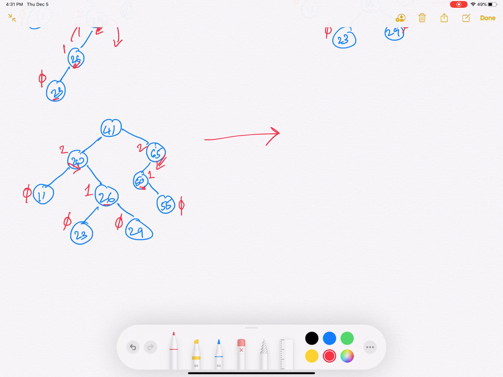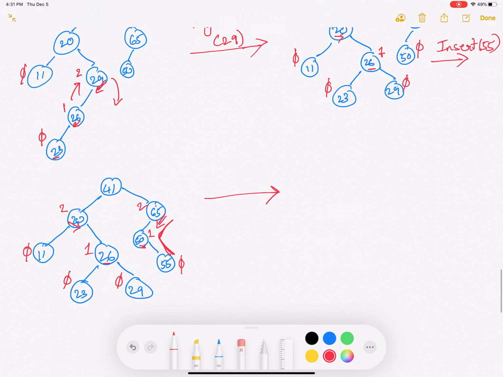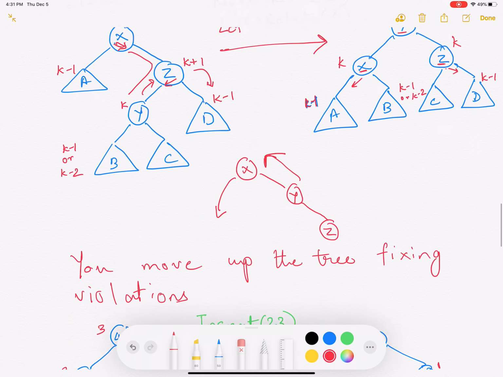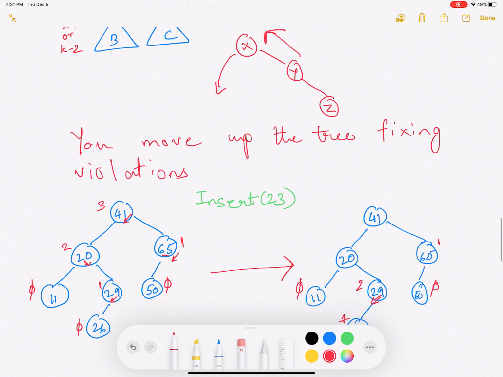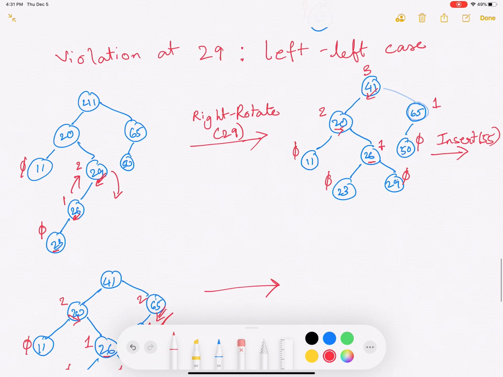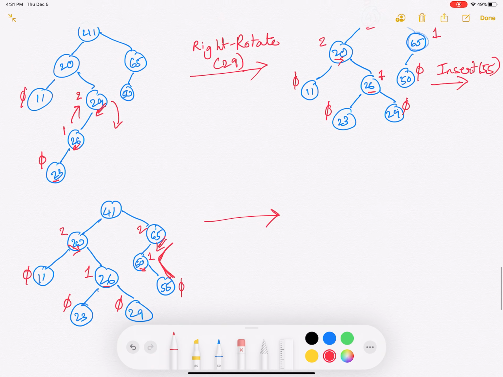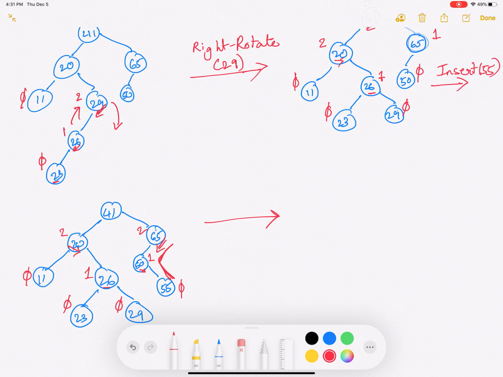So if the other one was a zigzag, this is the zag-zig case. Okay, so go up. See, we had the zigzag here. It's just the other side, the zag-zig. So we will have to do 2 rotations. Okay, this is essentially the left-right case.